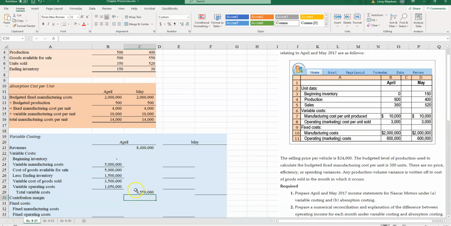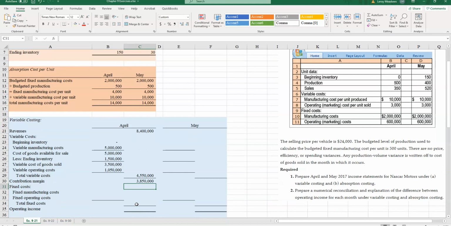So now how do I calculate the contribution margin? My revenue minus my total variable costs. And when I do that, I'm going to get contribution margin rather. Contribution margin is going to be $3,850,000.